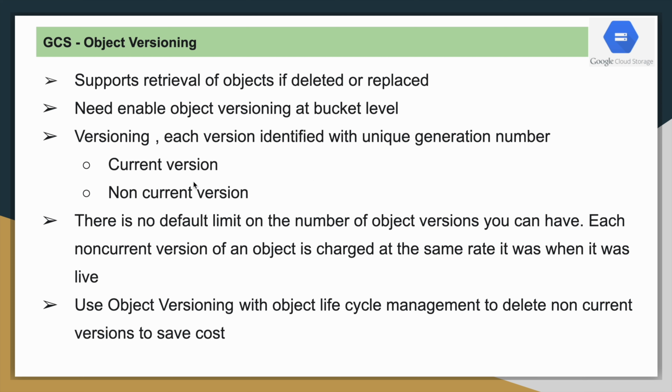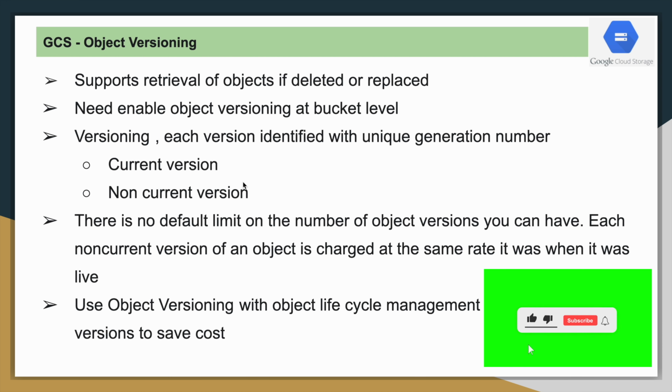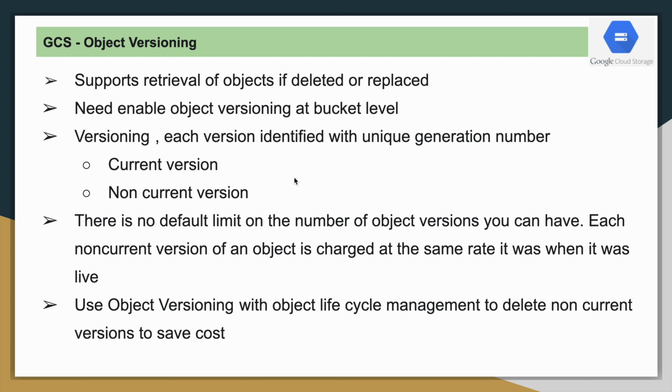When you upload an object into a Google Cloud Storage bucket with versioning enabled, that object version is called the current version. Once you delete or replace that object, that version becomes the non-current version, and the latest object you upload into that bucket will be your current version. Now we have two versions. There is no default limit on the number of object versions you can have for that particular object.